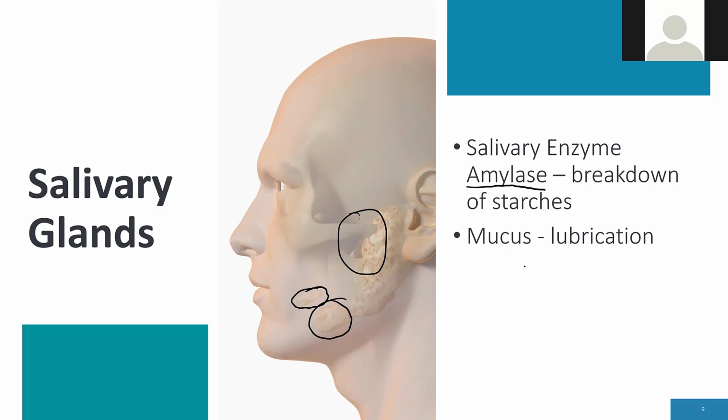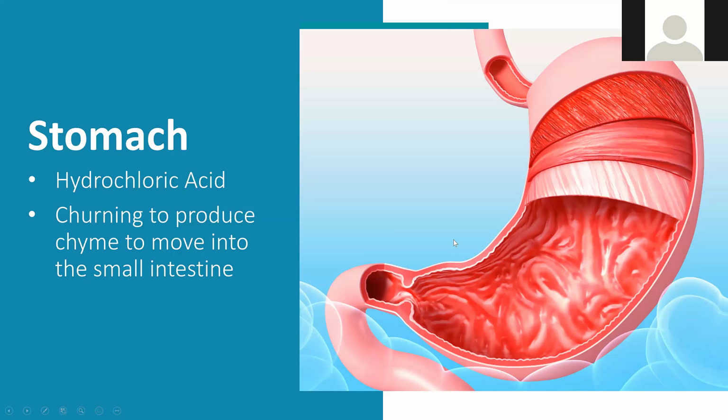Mucus also gets produced by some of them, and that's just going to help lubricate everything, right? It's just going to help make it a little bit easier to move through the GI system, or the digestive system. So salivary glands first start in it.